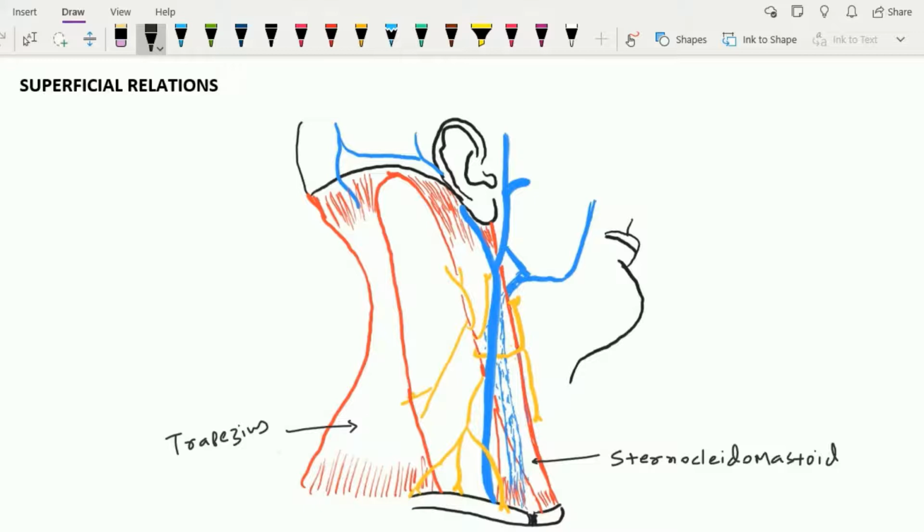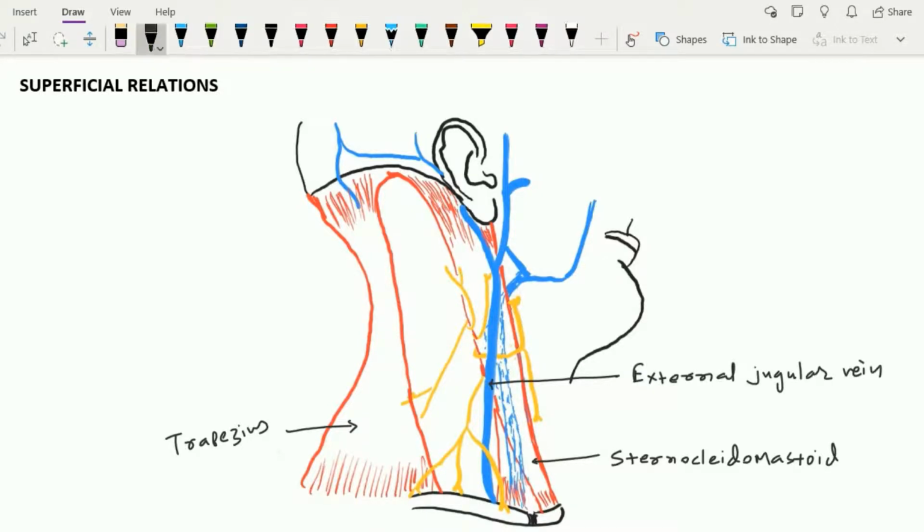So here we have removed all the superficial relations of the sternocleidomastoid up to the deep fascia, and just deep to the platysma muscle we find a very important vein, and this vein is the external jugular vein.